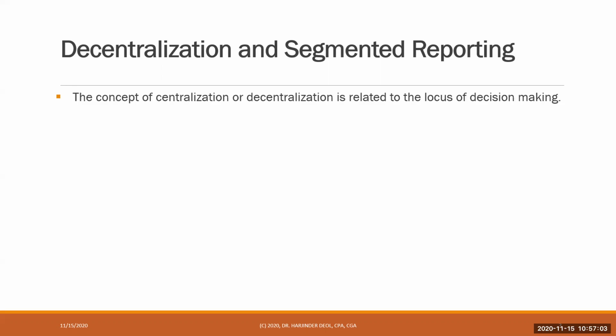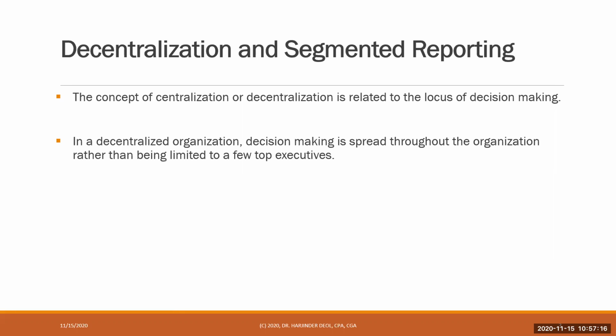First, a look at decentralization and segmented reporting. The concept of centralization or decentralization basically is related to where decision-making sits, the locus of decision-making. If an organization were decentralized, the decision-making is typically spread throughout the organization rather than being limited to a few top executives, which would be the case for a centralized organization.